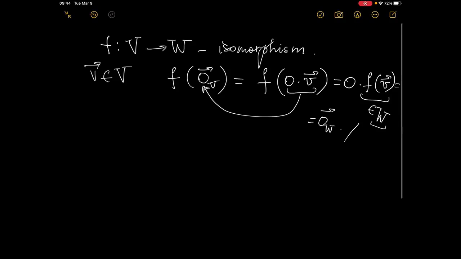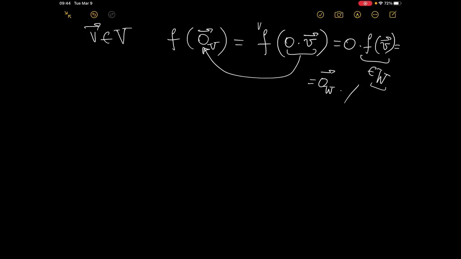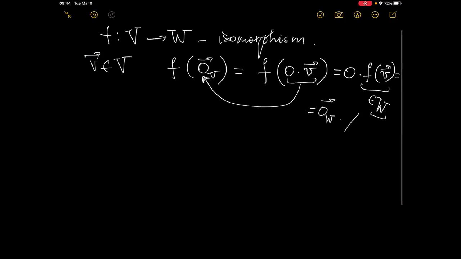So pay attention here. I haven't used specifically what these vector spaces are, or what particular map I'm using. The only fact which I used is that this is an isomorphism, and it means that first of all, it's onto, and also it preserves structure. So this particular equality is a result of preservation of structure.